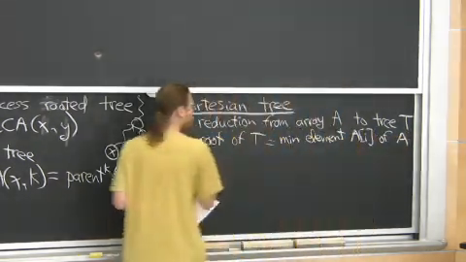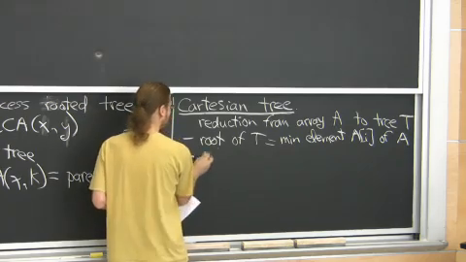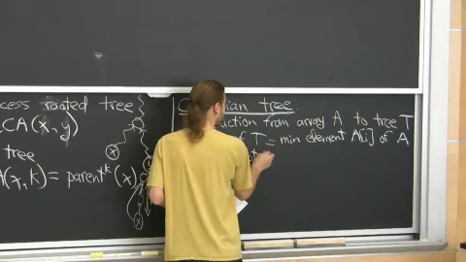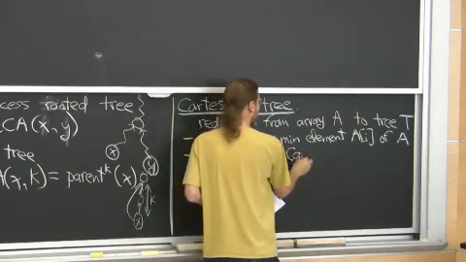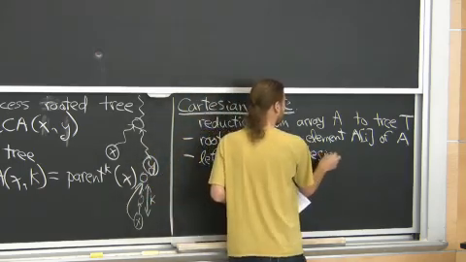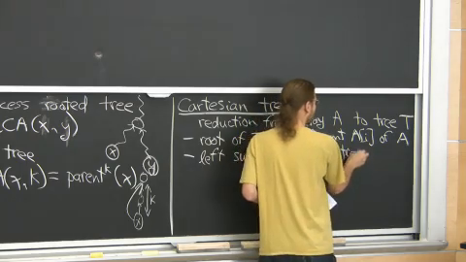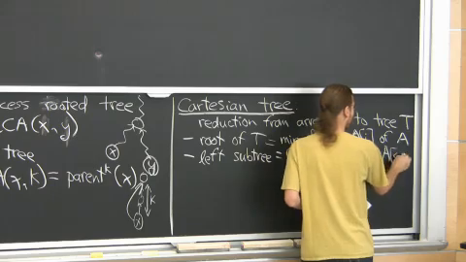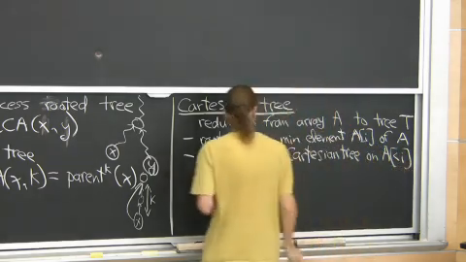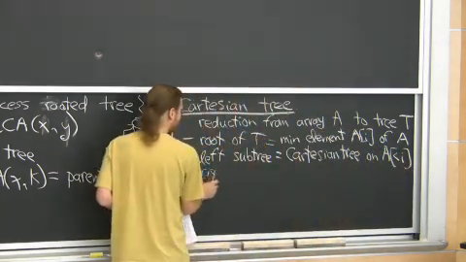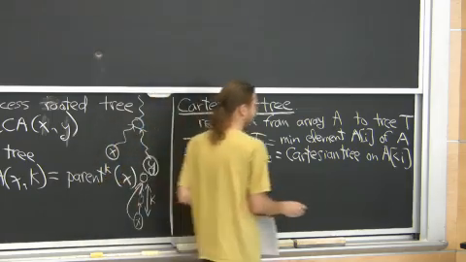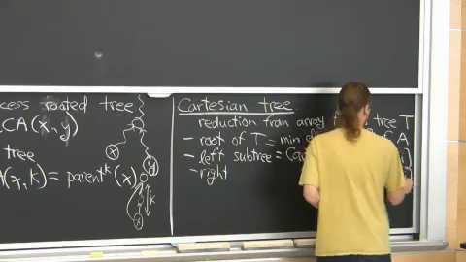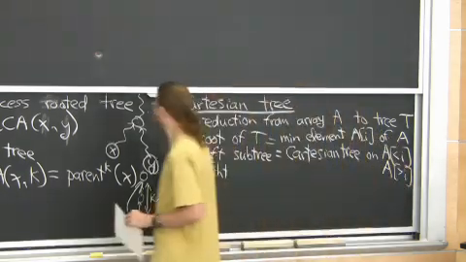Let that be the root of my tree, and then the left subtree of T is just going to be a Cartesian tree on all the elements to the left of i. So A less than i. And then the right subtree is going to be A greater than i. So let's do a little example.